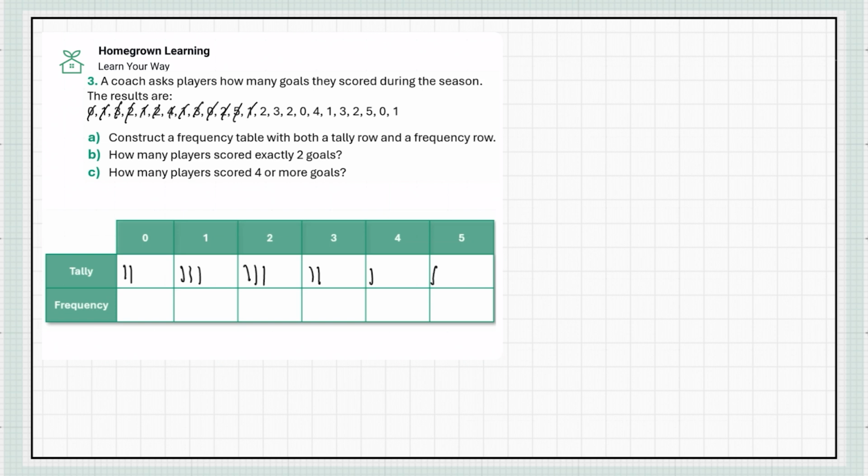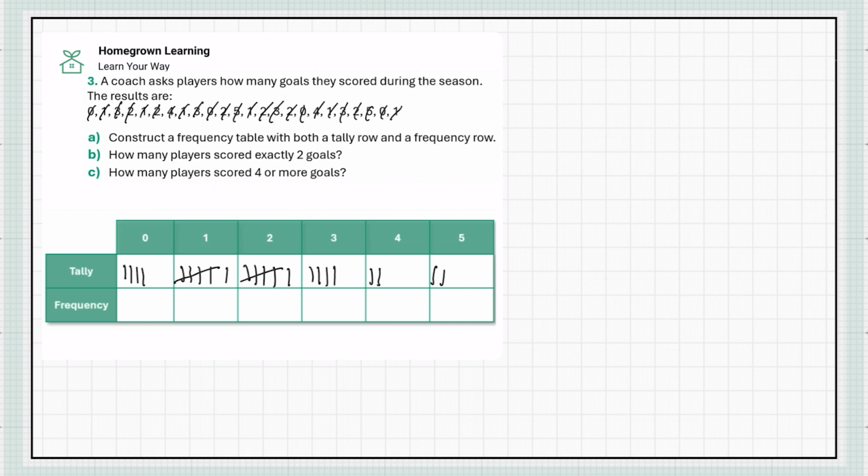5, 1, 2, 3, 2, 0, 4, 1, 3, 2, 5, 0, and a 1. So now we have our tally completed and all of the data results are all crossed out.